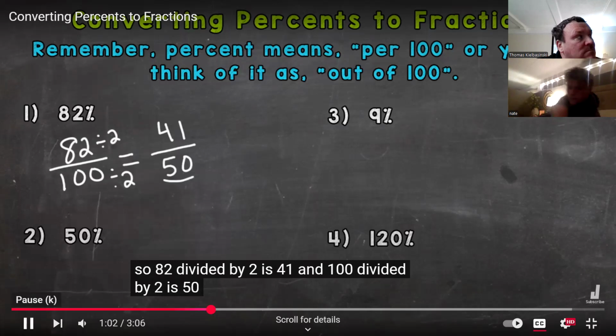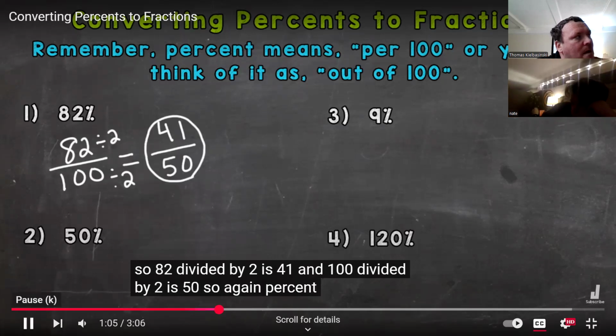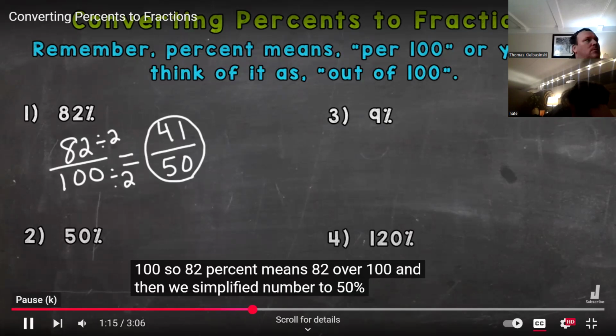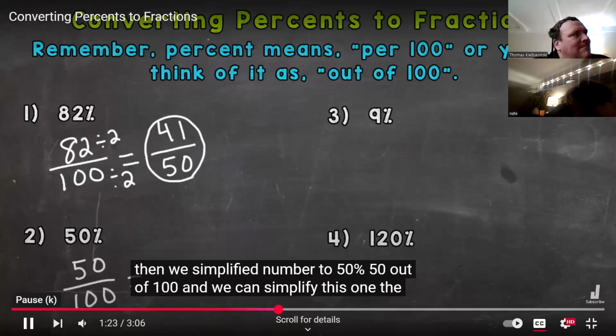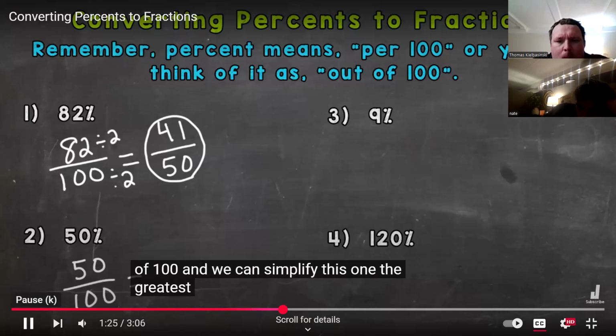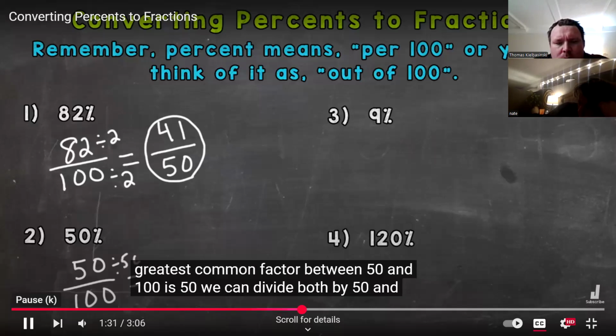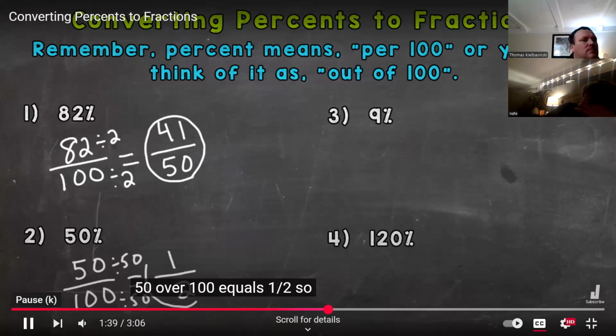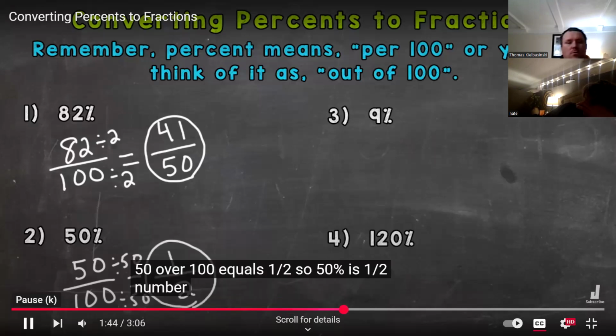So again, percent means per 100, so 82% means 82 over 100, and then we simplify. Number 2, 50%. 50 out of 100. And we can simplify this one. The greatest common factor between 50 and 100 is 50. We can divide both by 50. And 50 over 100 equals a half. So 50% is 1/2.